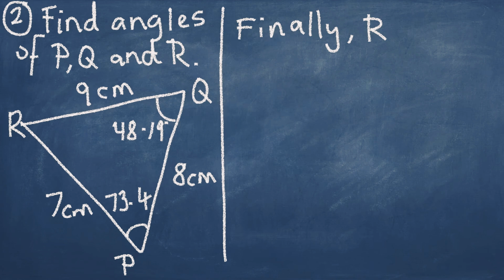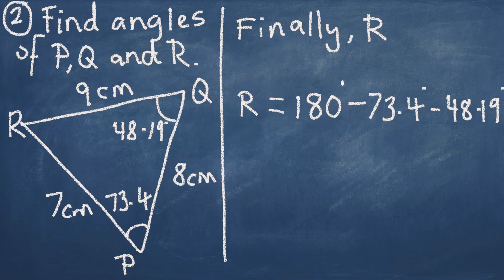To find the angle R is very easy. What you will do is you just subtract, because the total angle in one triangle is 180 degrees. So you just subtract 180 minus 73.4 minus 48.19 degrees, and then use your calculator to get the final answer, which is 58.41. You can use the sine rule or cosine rule, but this is the easiest way to find the angle R. So this is example number 2.